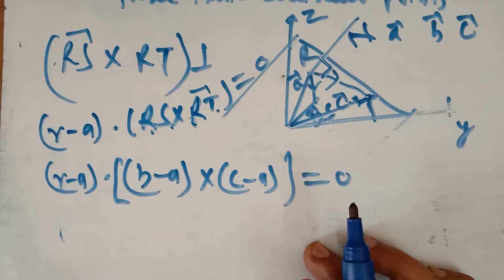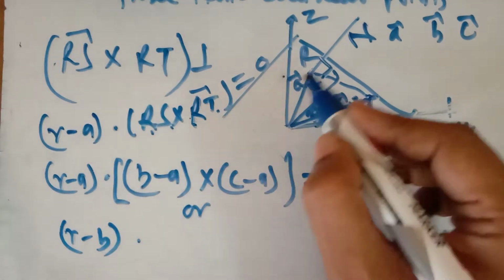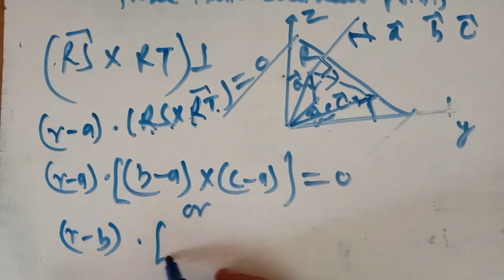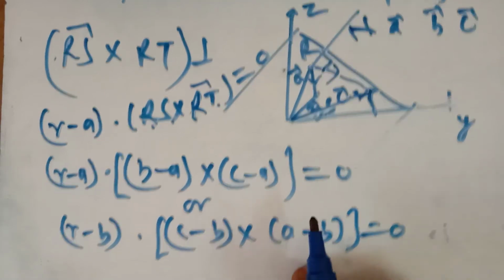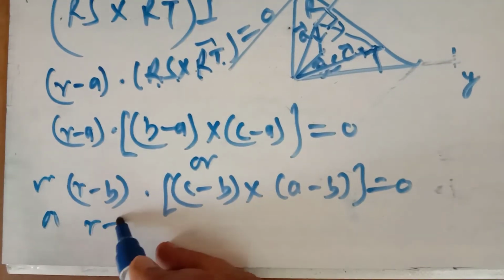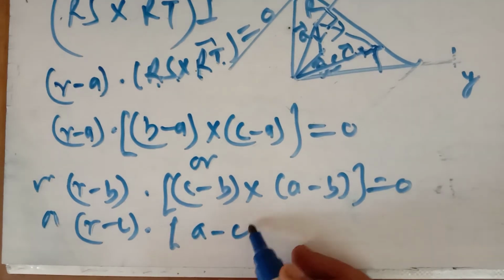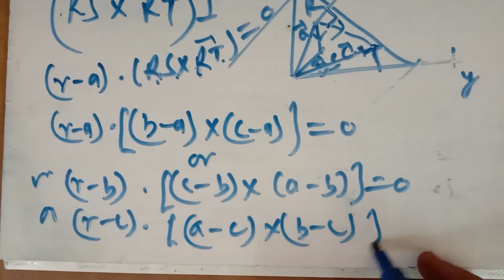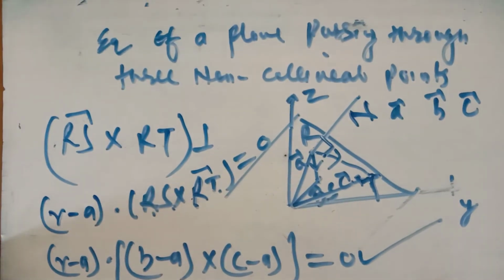So this is the equation of the plane passing through 3 known collinear points. This can be like this also, R minus, if we change these points, R minus B dot C minus B cross A minus B equal to 0, or you can have like this also, R minus C dot, it will be C minus A cross B minus C equal to 0. So learn this. This is the vector form of the equation of the plane through the 3 known collinear points.